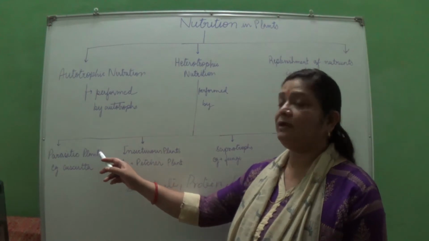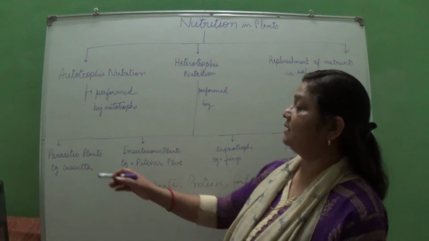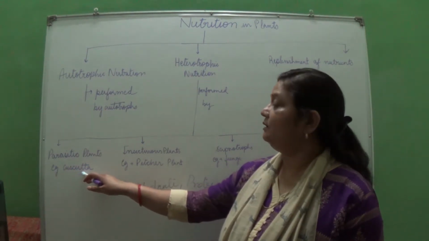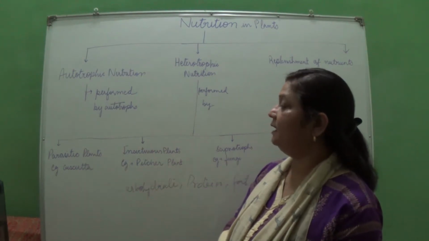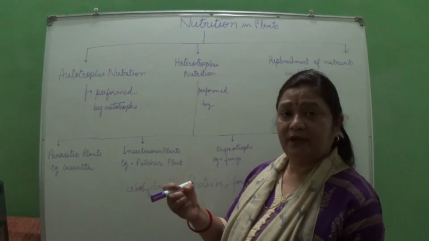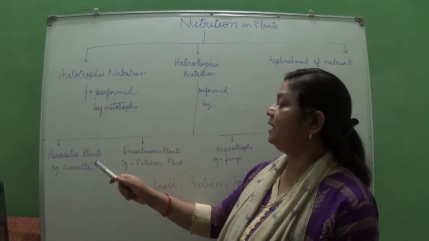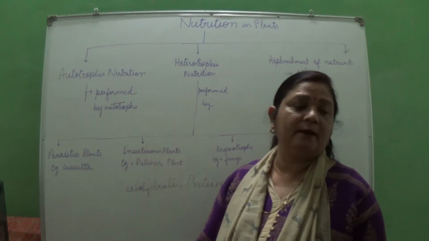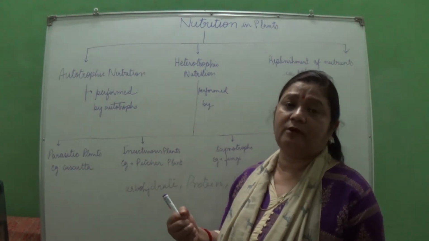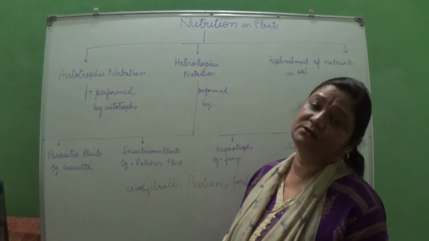When we are talking about parasitic plants, here actually they don't have chlorophyll. I have given the example of Cuscuta. It is yellow in color. It lives on other trees to take nutrition from them, and the tree on which it is living is the host. It takes the food by sucking it from that tree.